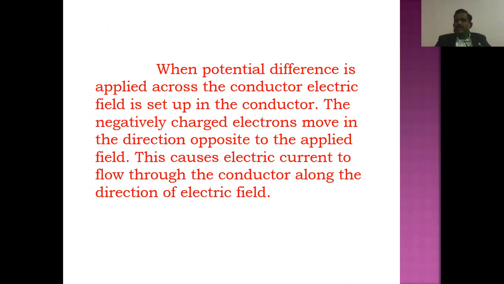Now when we apply potential difference, then what happens? A negatively charged electron is attracted towards the positive plate or positive terminal of the battery, and due to this electrons get a net direction and flow through the wire, and that is said to be current which is set up in the wire, or this causes electric current to flow in the conductor. That is the direction of electric field.